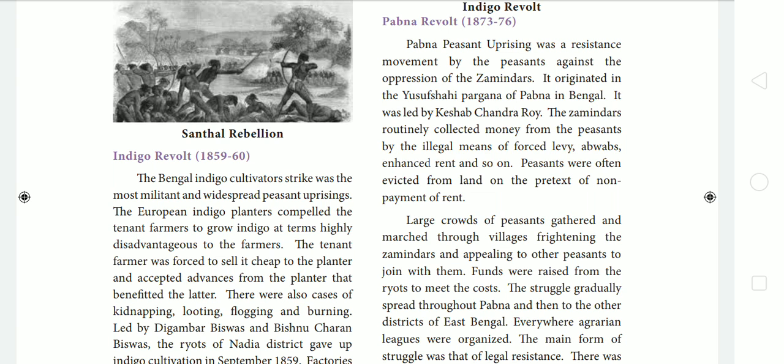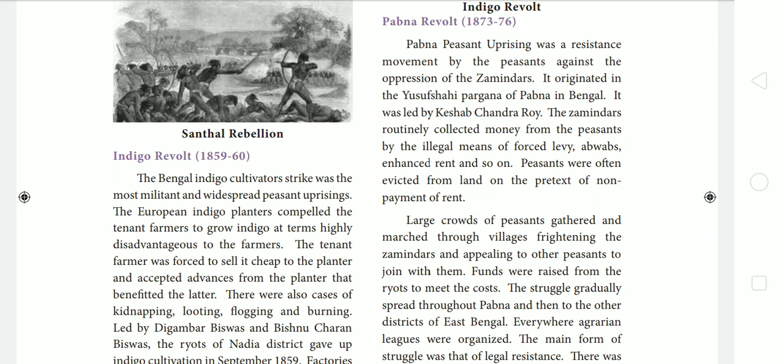This Pabna revolt is a peasant uprising, that is, the farmers revolted against the oppression of the zamindars. Okay, so this revolt originated in the Yusufshahi Paragna of Pabna in Bengal. It was led by Kesab Chandra Rao. The zamindars routinely collected money from the peasants by the illegal means of forced levy, abwabs, enhanced rent and so on. The peasants were often evicted from the land on the pretext of non-payment of rent.